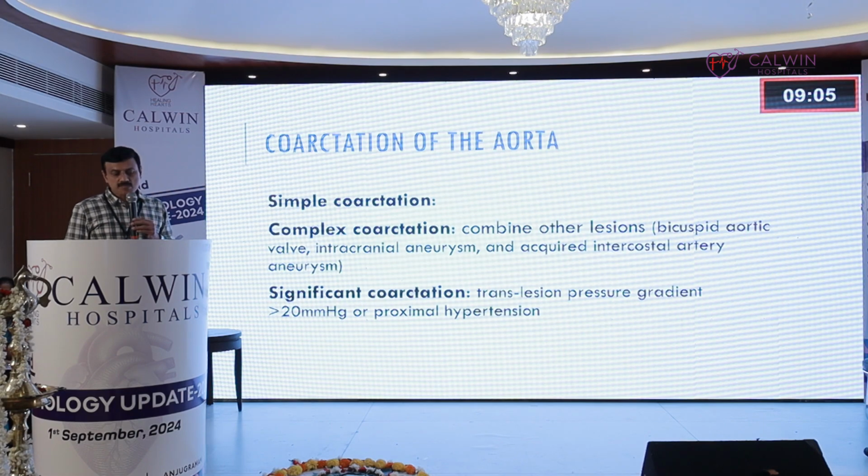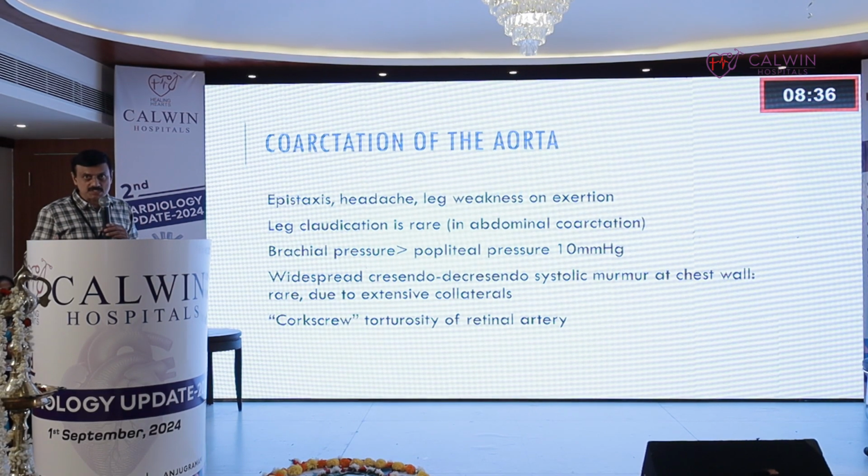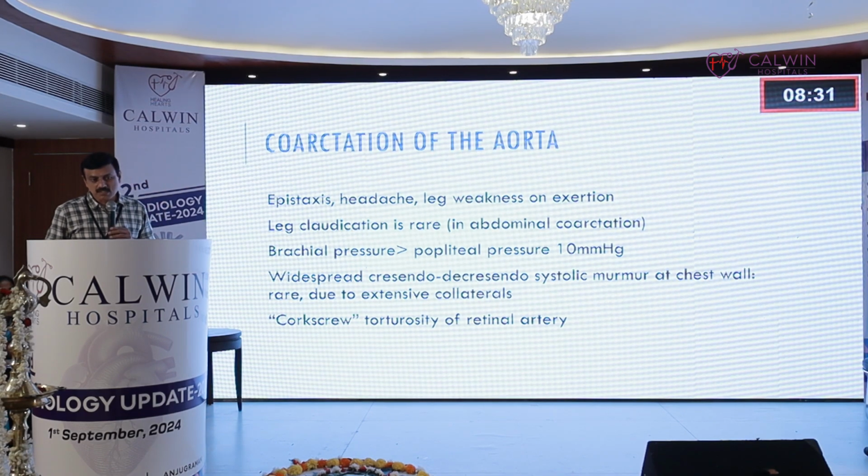So coarctation of aorta can be simple, complex, asymptomatic or symptomatic. When do we call it significant coarctation? When the translesional pressure gradient is more than 20, or if the patient has upper limb hypertension, that means there is significant coarctation of aorta. These are the presentations: epistaxis, headache, leg weakness on exertion. Leg claudication is quite rare because generally they develop collaterals. In peripheral arterial disease, leg claudication is very common because collaterals are not that many. Whereas in coarctation, generally collaterals are significant. So leg claudication is less common.